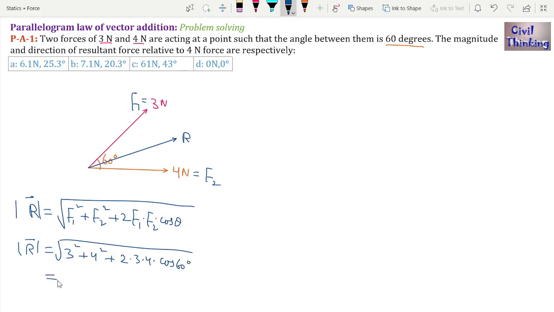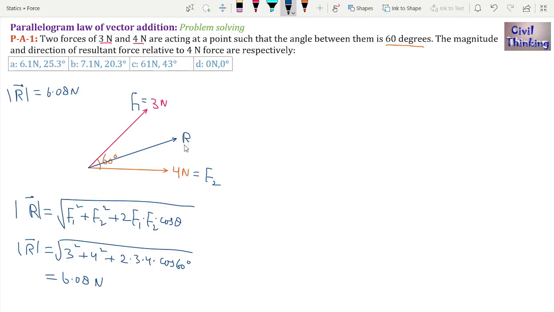When you solve this using a calculator, you will get 6.08 Newton. Now the magnitude of the resultant is 6.08 Newton. Another question asked is the direction of the resultant force relative to the 4 Newton force.